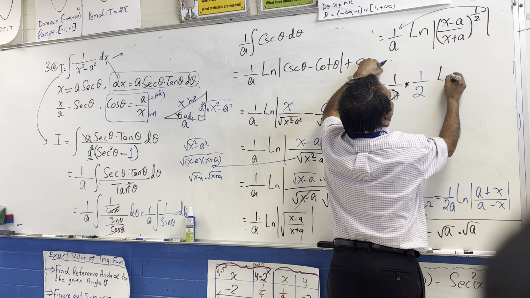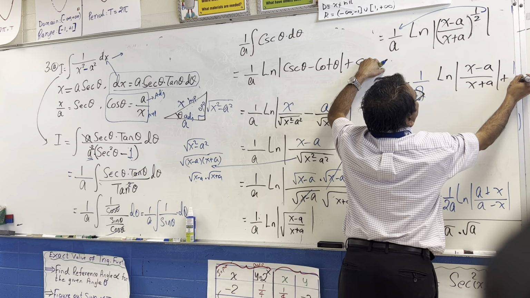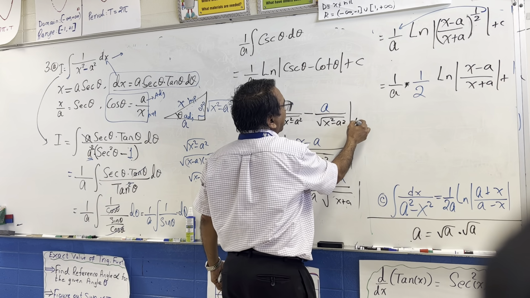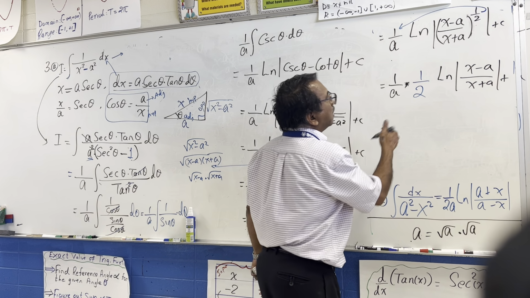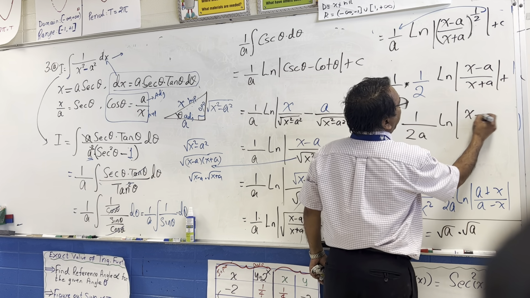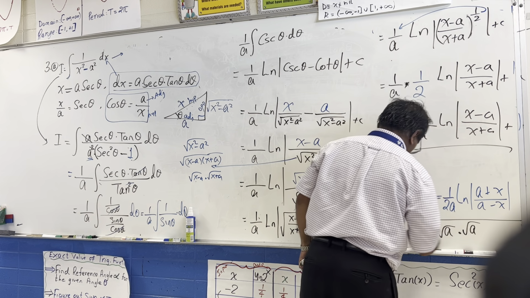And we're left with ln of (x minus a) over (x plus a) plus c. So I think I forgot to write a plus c. Everywhere it should be c, the constant of integration. Okay, so finally it is 1 over 2a times ln of (x minus a) over (x plus a) plus c, and you're done.